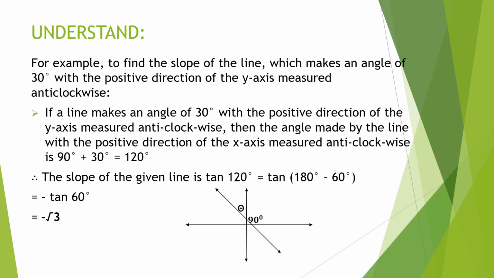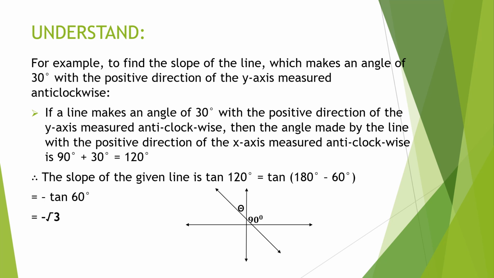Now let us understand the concept. For example, to find the slope of a line which makes an angle of 30 degrees with the positive direction of the y-axis measured anti-clockwise, you want to find the slope. Now suppose a line makes an angle of 30 degrees with the positive direction of the y-axis, remember here it is the y-axis, measured anti-clockwise. Then the angle made by the line with the positive direction of the x-axis measured anti-clockwise will be 90 degrees plus 30 degrees, or 120 degrees.